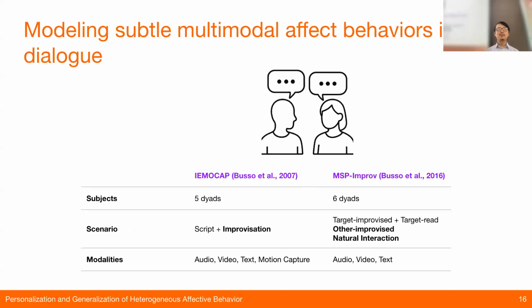Next, let's move back to the datasets that we use specifically for this study. Since this study mostly focuses on dyadic interaction, where two individuals are interacting with each other, the datasets that we use here are IEMOCAP and MSP-IMPROV. From within IEMOCAP and MSP-IMPROV, we mostly focus on the improvisation and natural interaction data, as they more closely represent natural interaction as opposed to the acted, scripted data.